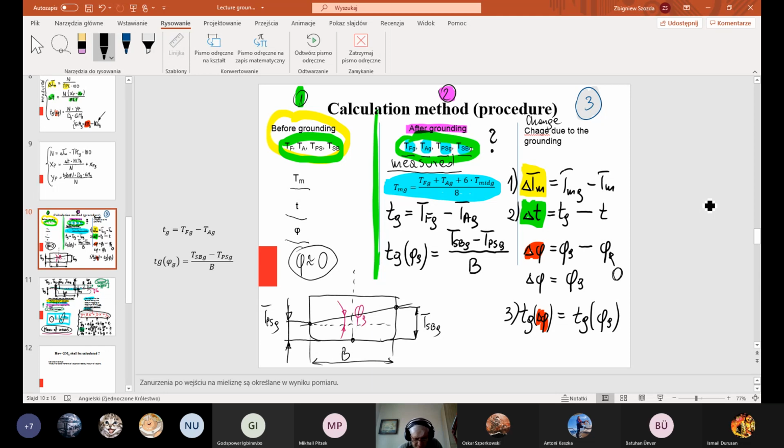3 steps. Before calculation, data: it is loading condition before grounding. The second step is measurement: drafts measured after grounding. Measurement is very important. This is the source of data. You have to measure drafts somehow, using a method. And the last step, step number 3, is calculation. It is calculation of the change of mean draft, change of trim, and change of heel.